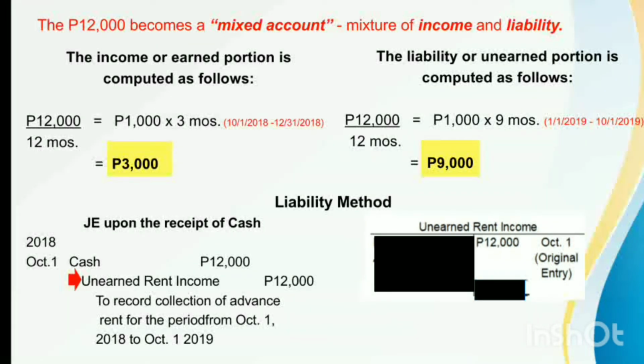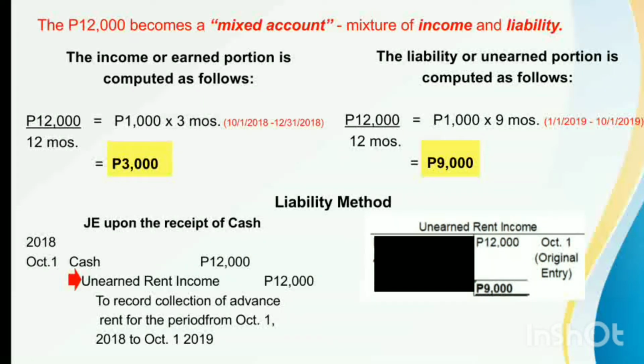So in order to get the correct unearned rent income balance of 9,000 pesos, there is a need to prepare the adjusting entry. Note that the unearned rent income, which is 12,000 pesos, is in the credit side. So therefore, in order to reduce the balance from 12,000 to 9,000, we need to remove 3,000 pesos.